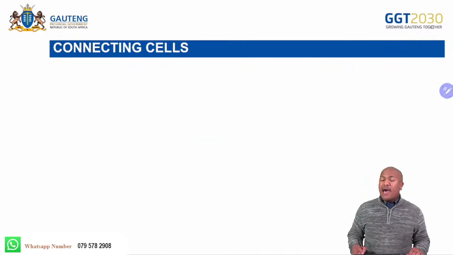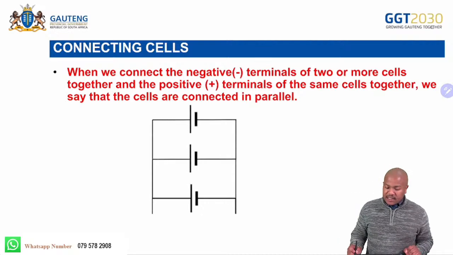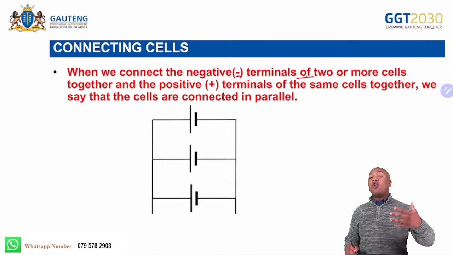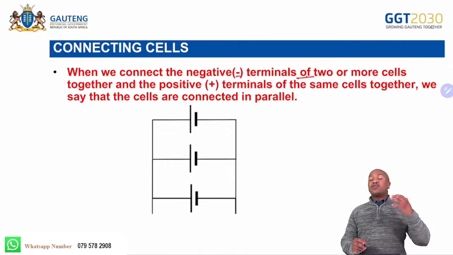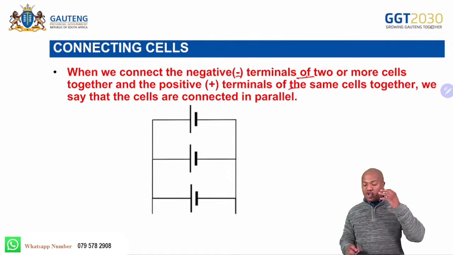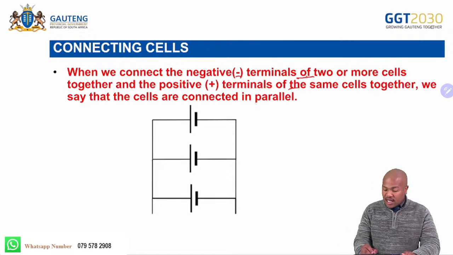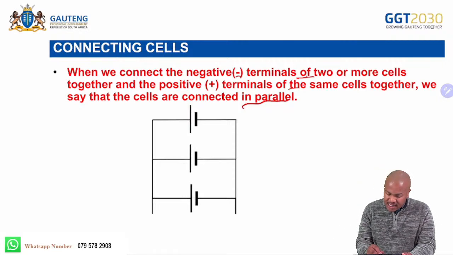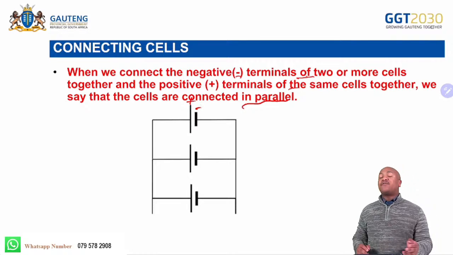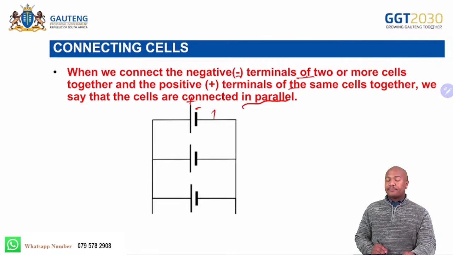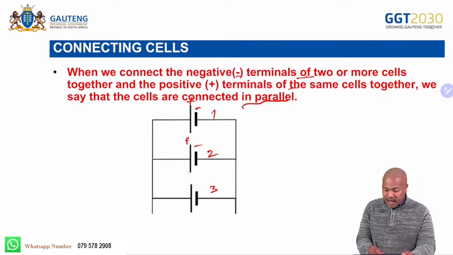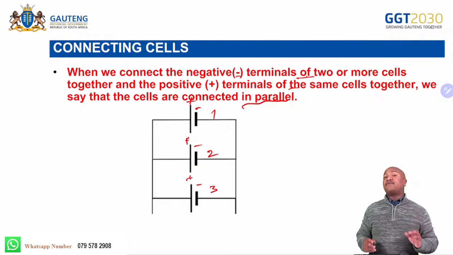Now, when we connect them in parallel, we connect the negative terminals of 2 or more cells together and the positive terminals of the same cells together. Therefore we say that they are connected in parallel. This is how. Hence you can see cell number 1, positive, negative. And we have cell number 2 again here, positive and negative. Then we have cell number 3 here, with its positive and negative terminal as well.